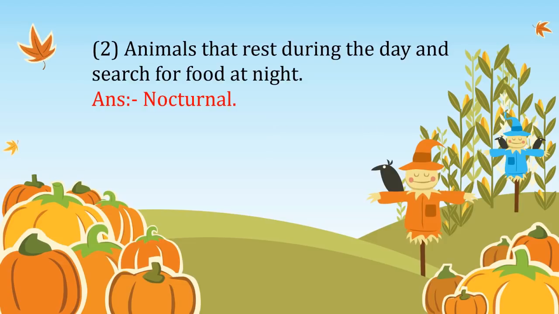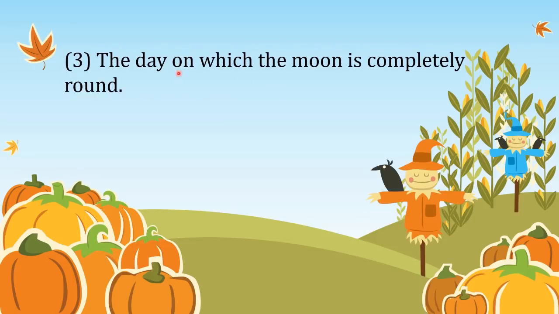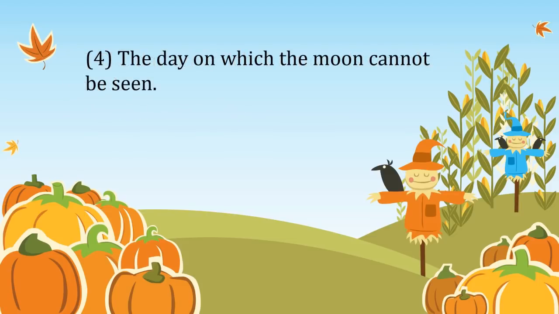The day on which the moon is completely round? Very good. It is called full moon day. The day on which the moon cannot be seen. Very good. It is called new moon day.